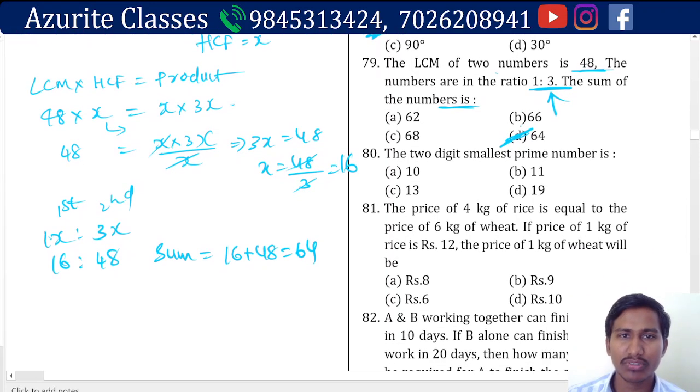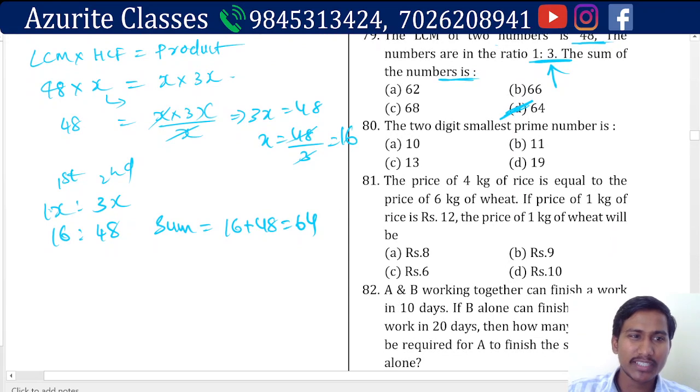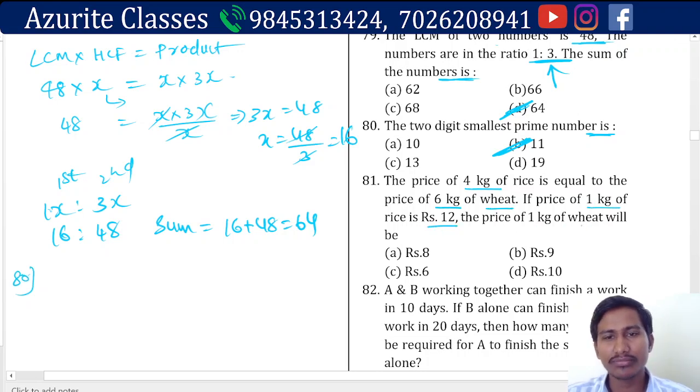Next, we will do question 80. So what is question 80? The 2-digit smallest prime number, that is direct and easy. The 2-digit smallest prime number is 11. Question 81: the price of 4 kg of rice is equal to the price of 6 kg of wheat. The price of 1 kg of rice is 12 rupees, find the price of 1 kg of wheat.